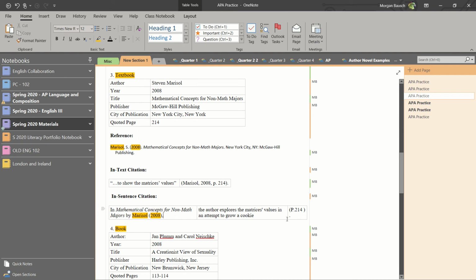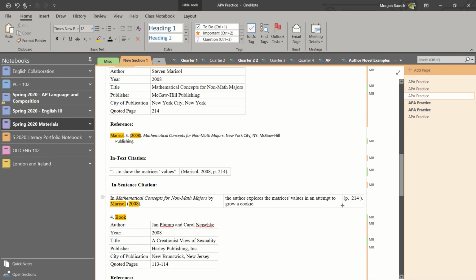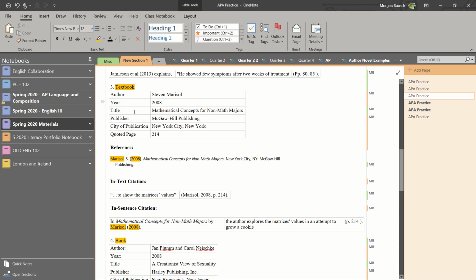Down here we have the author explores, so good. That leads into a paraphrase or a summary depending upon what you have. And then after that, you have P period 214. Now, there are two problems with this one. The first one is that you need a lowercase p, and then the second problem is you do need a space in between. But once you have those added, then you're looking good. So that right there is what it needs to look like for a textbook.